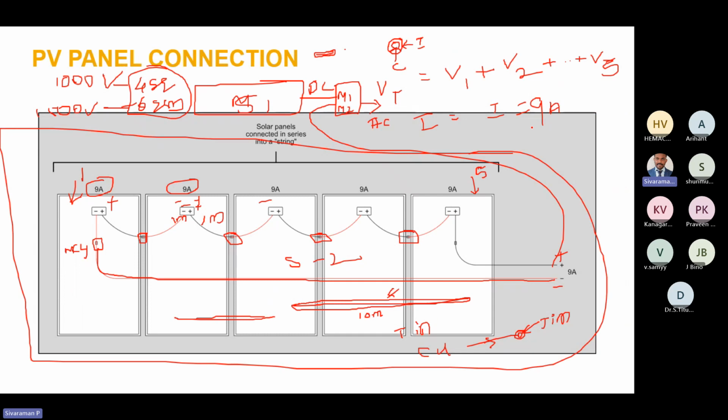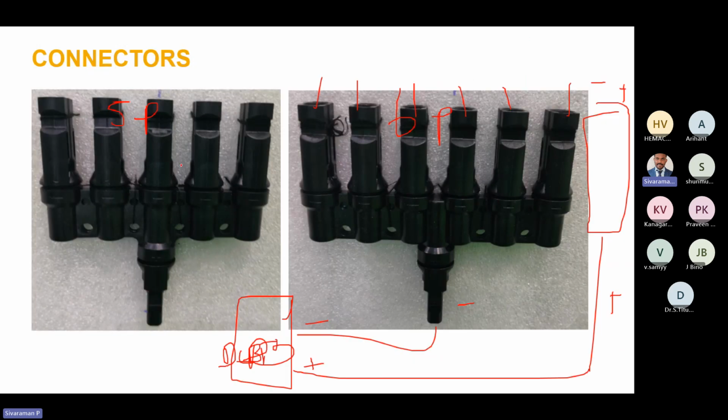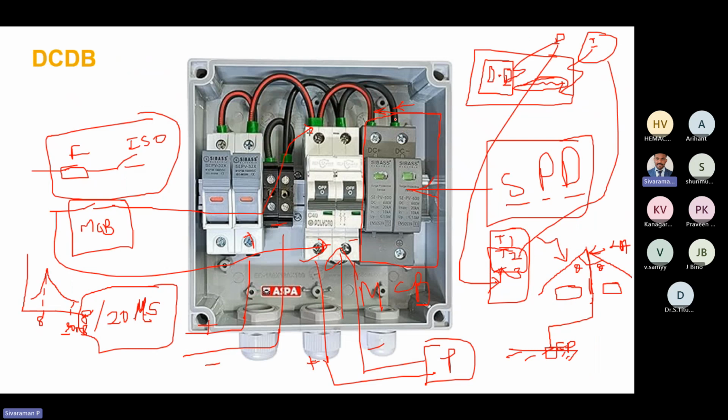And also I explained about the series connection of the panels, the single panel connection through this MC4 connector, and multiple panel connection through these Y connectors. Two panel connection, three panel connection, four panel connection, and 5 and 6 panel connection. Then I gave some introduction about the surge protective device and the MCB. That's all from my end for this presentation.